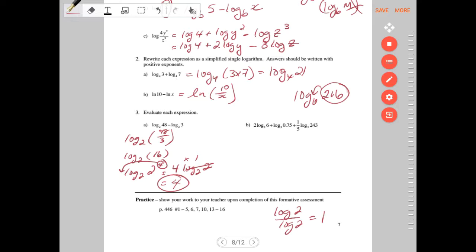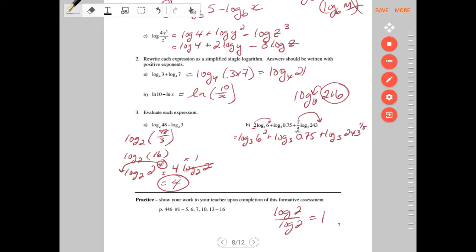Part B. Again, first thing we should check is: log base 3, log base 3, log base 3. Awesome. Now, if they have a coefficient, like this one has a 2 and this one has a 1/5, we're actually going to take care of that first. So 2, remember, becomes an exponent using the power law. That becomes log base 3 of 6 squared plus log base 3 of 0.75 plus log base 3 of 243 to the power of 1/5. Again, the 1/5 becomes the exponent here.